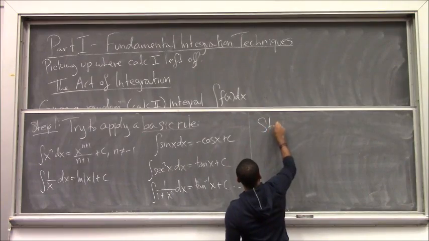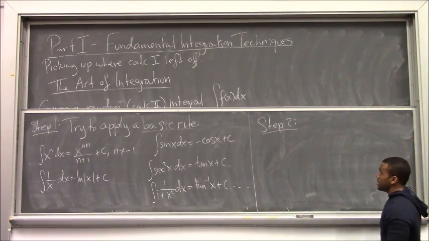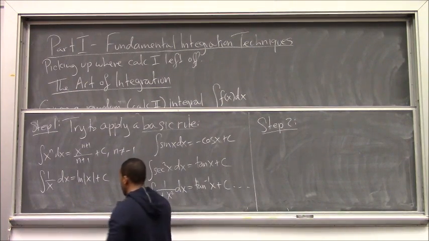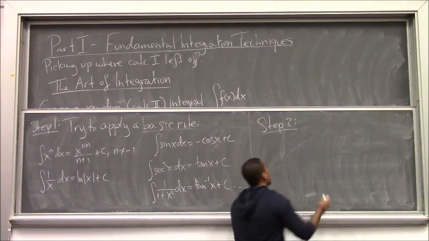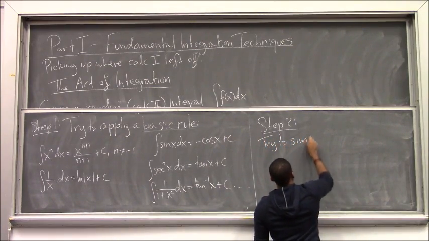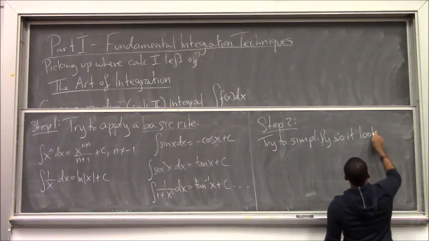Step 2. If step 1 works out, great, you're fine. Then step 2, what if step 1 doesn't work out? What if this thing doesn't actually look like a basic rule? The next thing you're going to try is to simplify it so it looks like a basic rule.